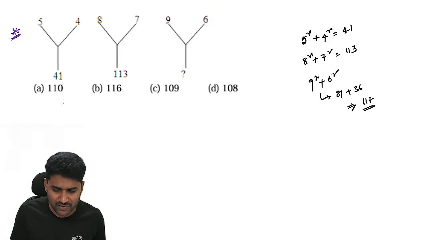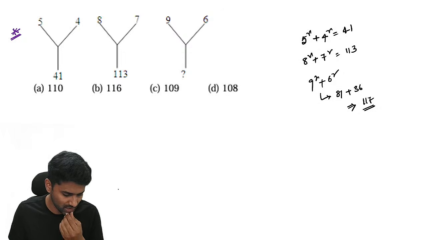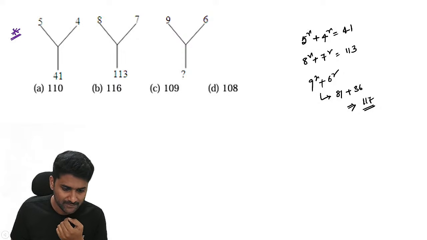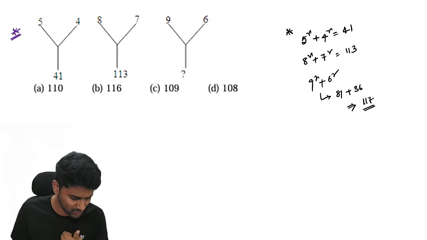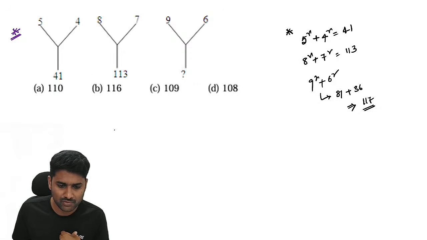But if you check with the options, you can't find it. Options are 110, 116, 109, and 108. That's why, guys, this is a perfect logic, but it does not satisfy the main question, and you are not able to see the exact option. Then you have to go in this way, sir.